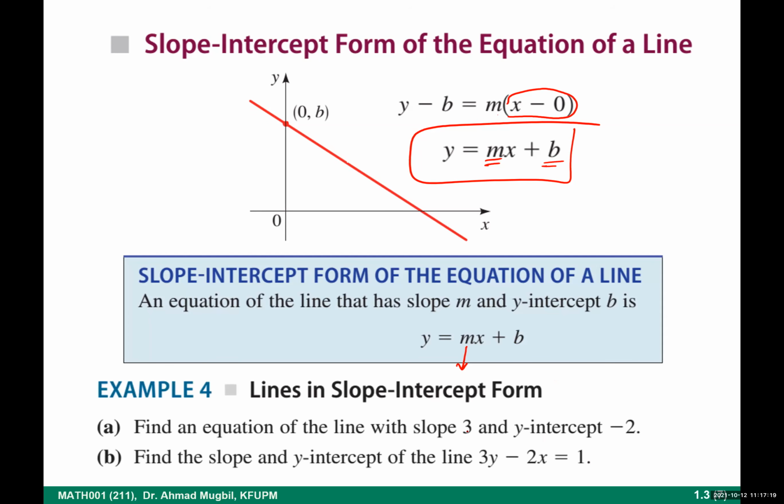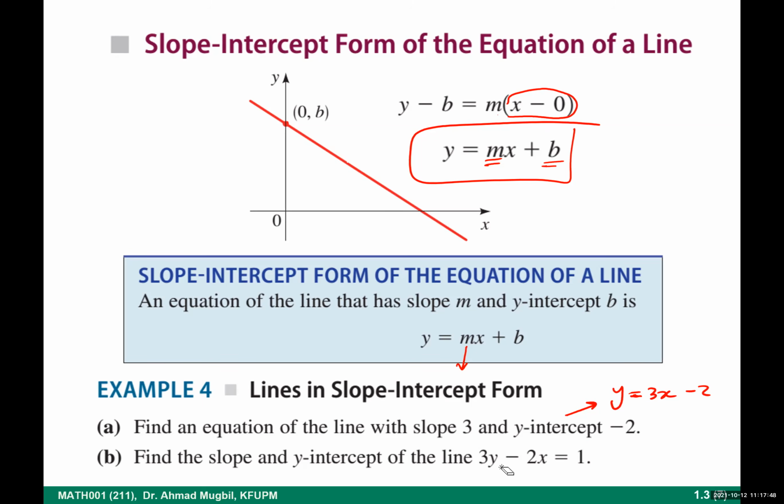Find an equation of the line with slope 3 and y-intercept -2. What will it be? Who can tell me? y equals 3x minus 2. Who can tell me now what is the slope and the y-intercept of this equation, of this line? Yes. The slope is 2 over 1. Wrong. Okay, 2 over 3.